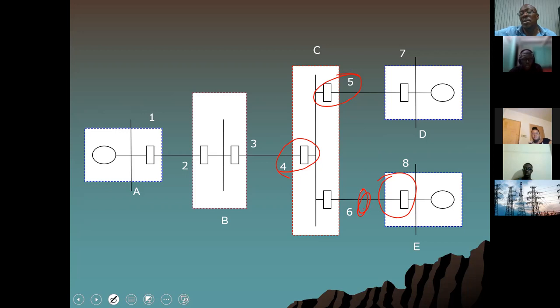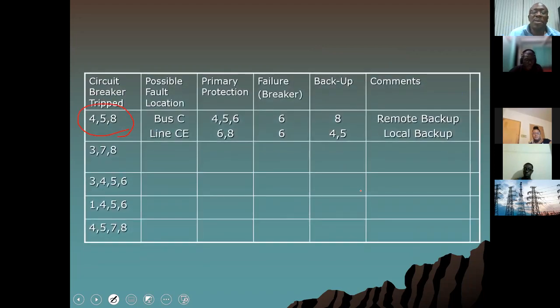You with me? Yes, sir. So bus bar C and bus bar E are separated by a transmission line. So it is remote backup. So you're correct, but I want to make sure. So we look back at our table now, which is what we just filled out. Mr. Buchanan said the possibility is bus C. We all agree. The breakers that should operate, breakers 4, 5, and 6. The breaker which failed, breaker 6. The breaker which operated as backup, breaker 8, and the comment is that it is remote.